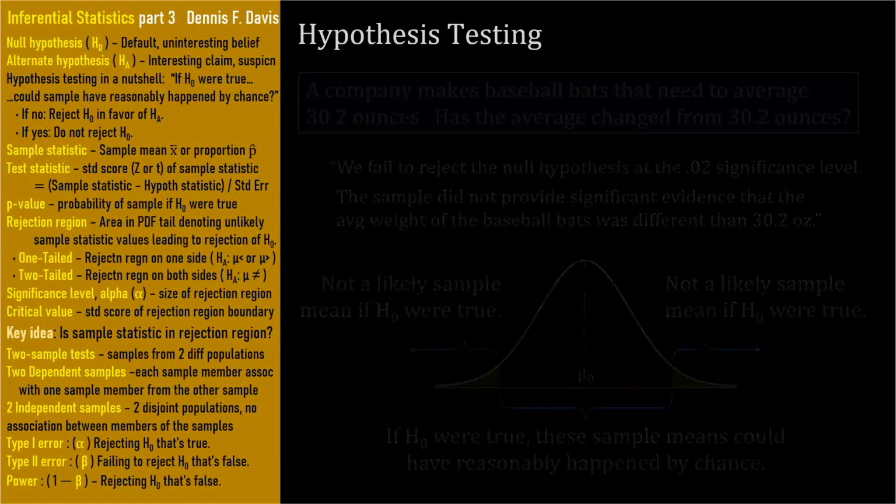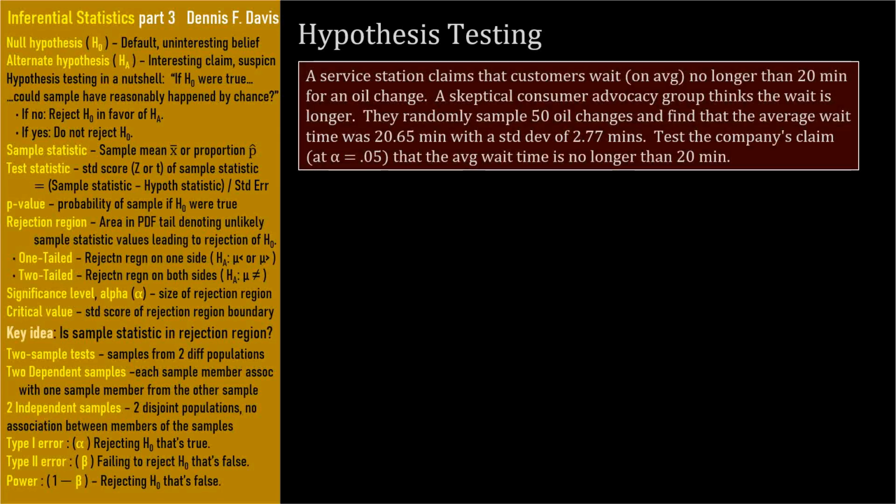Okay, one more at normal speed. A service station claims that customers wait on average no longer than 20 minutes for an oil change. A skeptical consumer advocacy group thinks the wait is longer. They randomly sample 50 oil changes and find that the average wait time was 20.65 minutes, with a standard deviation of 2.77 minutes. Using this data, test the company's claim at a significance level 0.05 that the average wait time is no longer than 20 minutes.